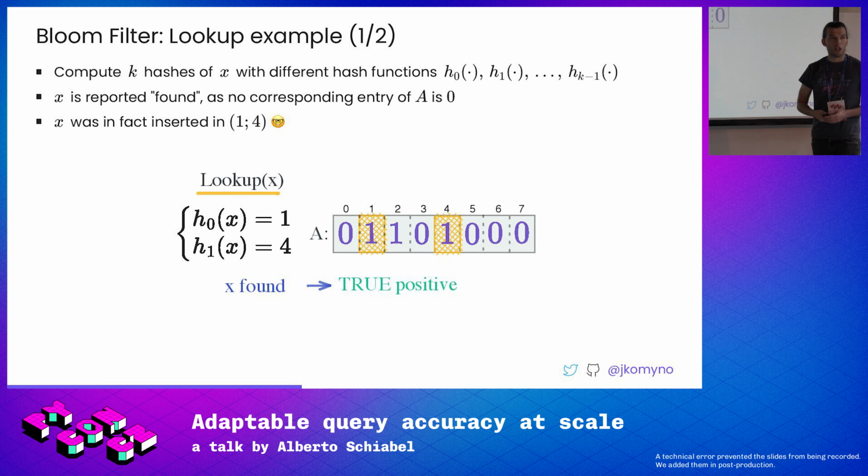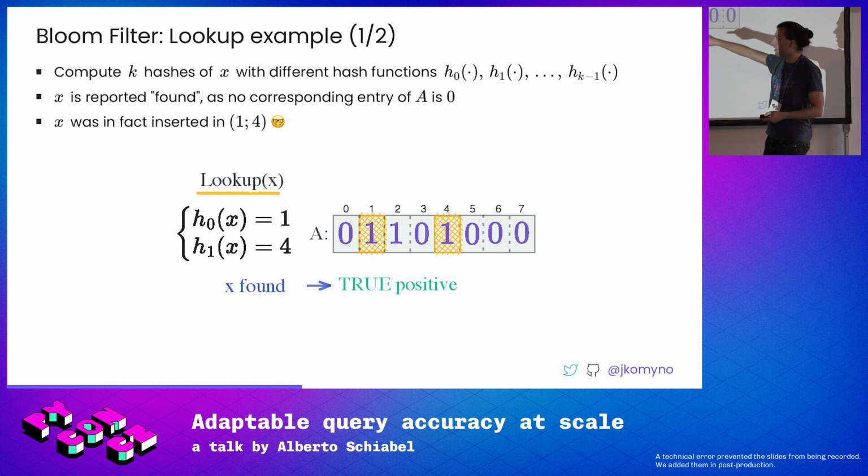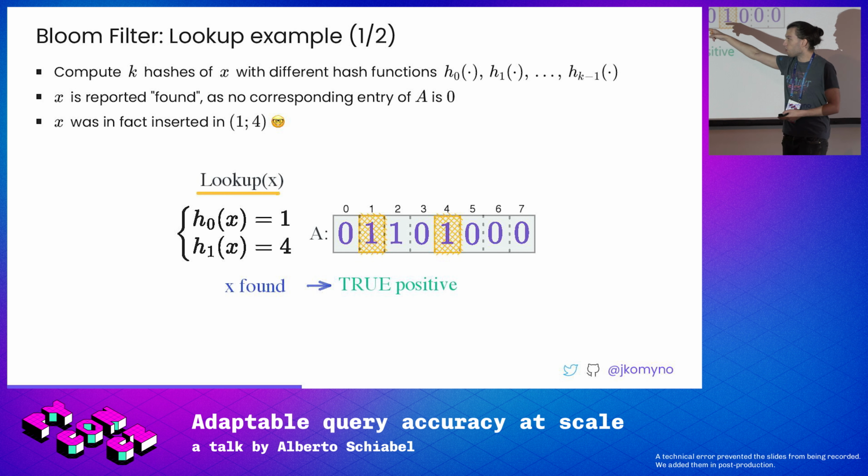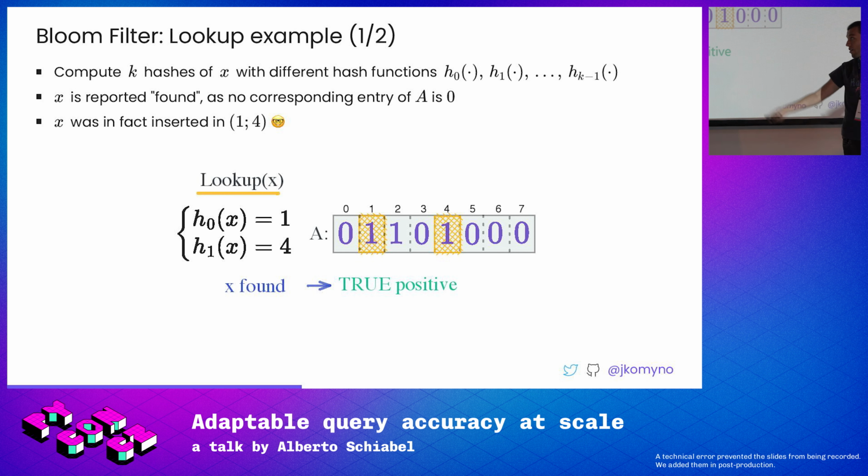What happens when we perform lookups? Like, have we actually seen value x before? So we kind of repeat the same process. We apply a hash function twice. We get position 1 and 4 because the hash functions are the same as before. And we see that every selected value in yellow is set to 1. So the Bloom filter says, yes, we found it. And in this case, we get a true positive because we already inserted that before, we know that.